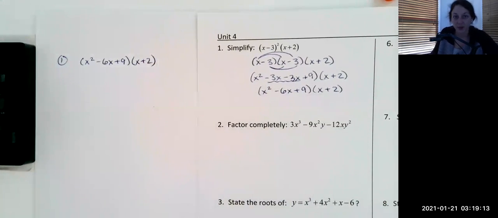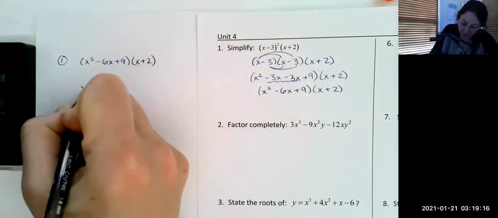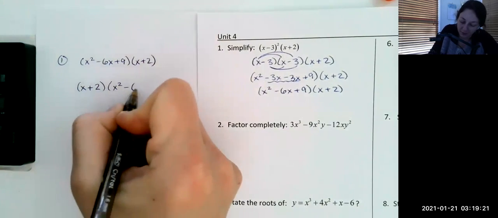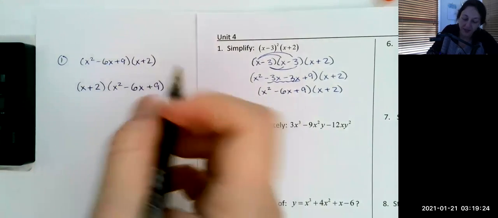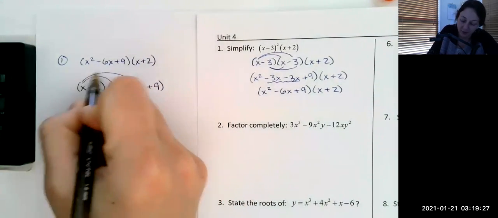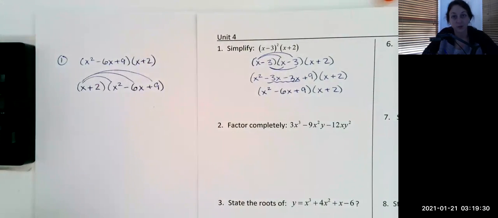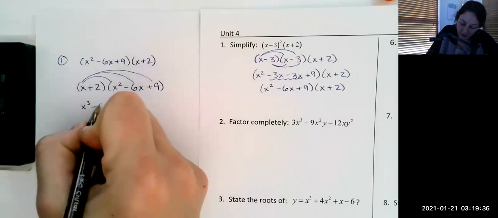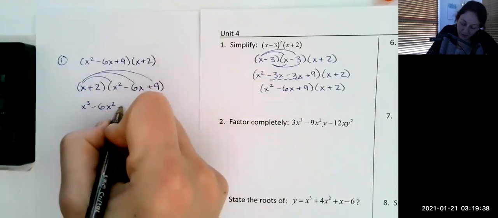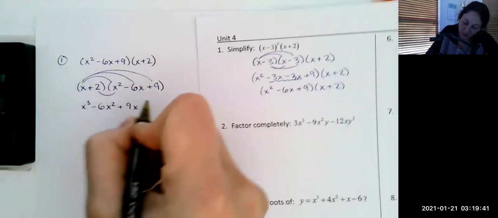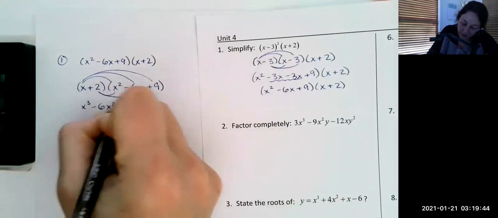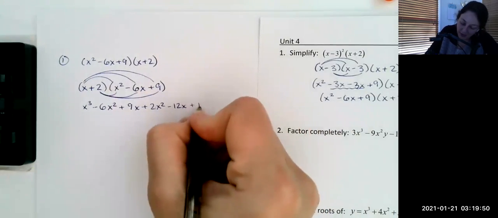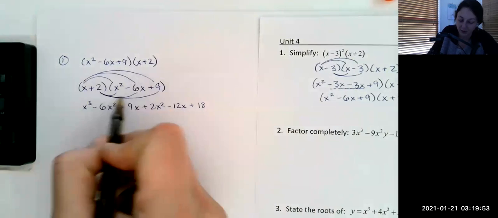And I'm actually going to reorder this. I'm going to put the x plus 2 on the front because I find for whatever reason my brain is wired this way, I find that it's easier to multiply when the smaller group is in front. So x times x squared gets me x cubed. X times minus 6x gets me minus 6x squared. X times 9 gets me 9x. And then 2x squared minus 12x plus 18. So I distributed the x and then I distributed the 2.